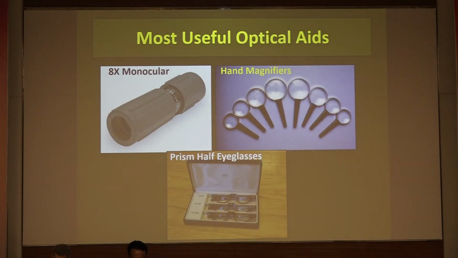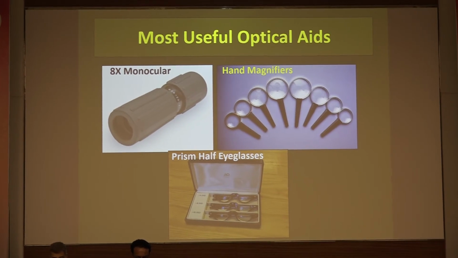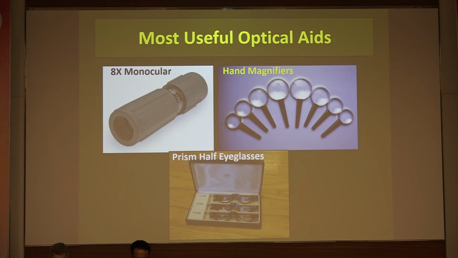So if we are planning to establish a low vision aid with minimal resources, we should have these three devices with us, that is telescope, hand magnifiers, and the half frame prism glasses. If not anything else, you should have these three classes.